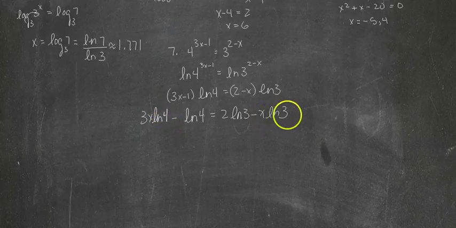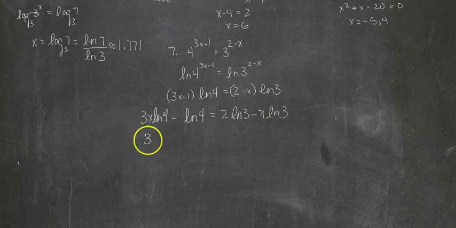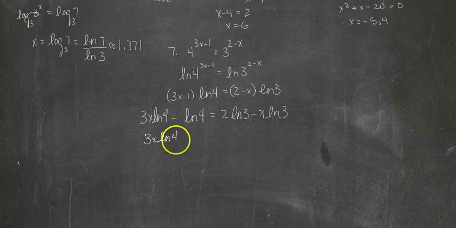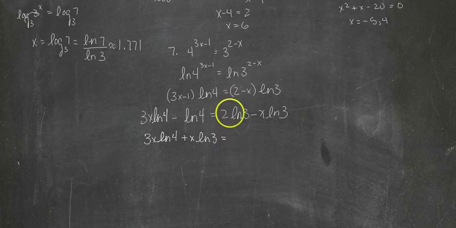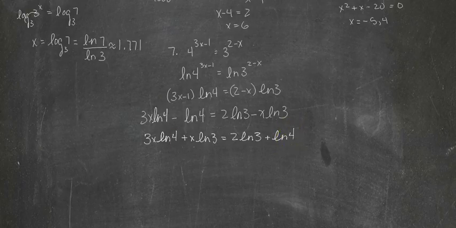So now I can put my 3x natural log of 4 and my x natural log of 3 on one side of the equation in the great hopes that I can factor out an x and move everything else to the other side. So let's do that. Let's keep 3x natural log of 4 on the left-hand side, so I'm going to add x natural log of 3, and then on the other side I'm going to keep 2 natural log 3, and I'm going to add natural log of 4. Okay, looking pretty good because I can clearly take that x out.